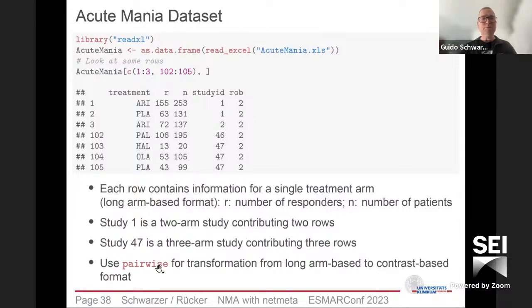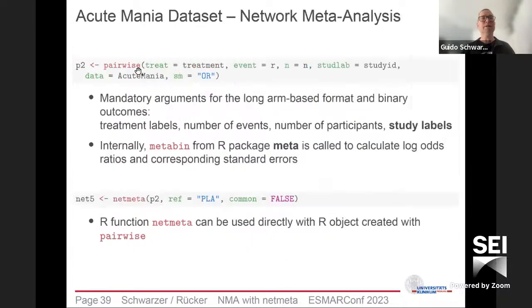Good, and again, we can use pairwise in order to transform the data. Here the main variables are r for the number of responders and n for the number of patients. In this case, the pairwise command is quite easy because we have just a single column in our data set that we have to specify for the treatment variable, for the events and the sample sizes. But what's important for this arm-based format is that the study labels are also mandatory, because otherwise we would not know which row corresponds to which study.